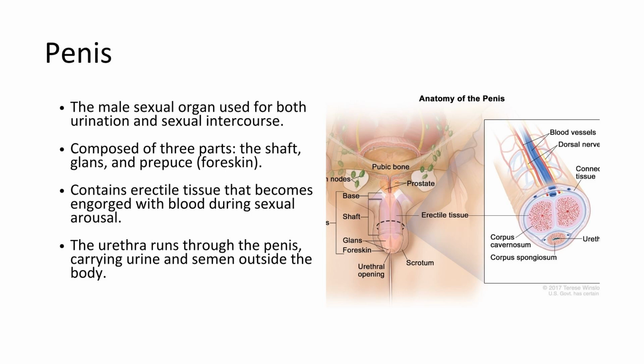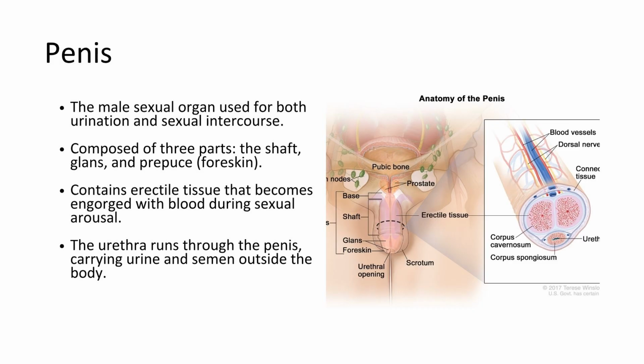Erection mechanism. During sexual arousal, signals from the brain trigger the release of nitric oxide, which causes the blood vessels in the penis to dilate. This leads to increased blood flow into the corpora cavernosa, making the penis enlarge and become erect. The corpus spongiosum also fills with blood, but it does so more slowly to prevent the urethra from being compressed.